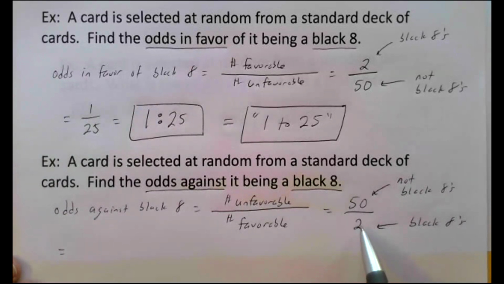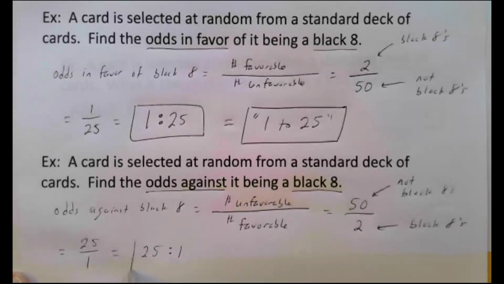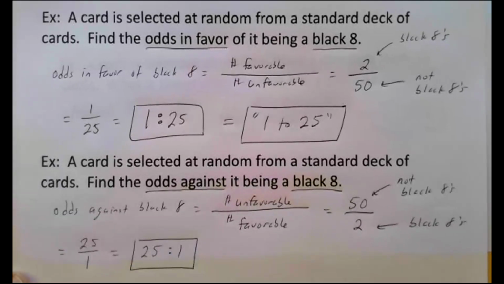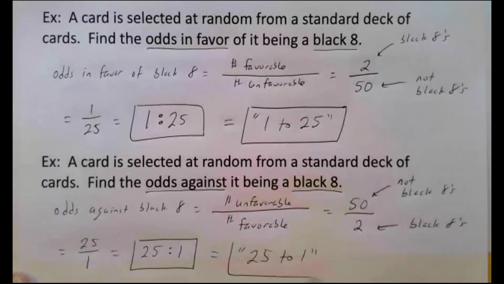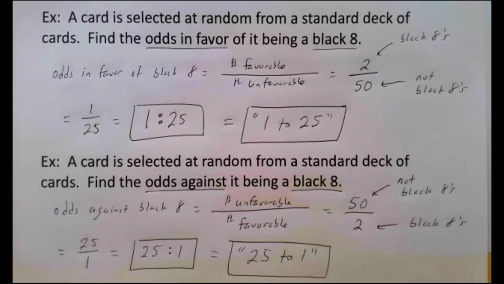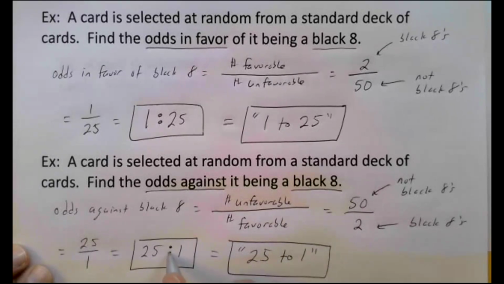Now, when we reduce this, 50 divided by 2 is exactly 25. But we want to keep it as a fraction, and so we actually leave it as 25 over 1. It's a little weird. We would usually just write the number 25 and wouldn't keep that 1 in the bottom. But when we're talking about odds, we want to, because we write our answer like this: 25 to 1. Or if you would like to say it verbally, it's 25 to 1. The odds against you getting a black 8 is 25 to 1.